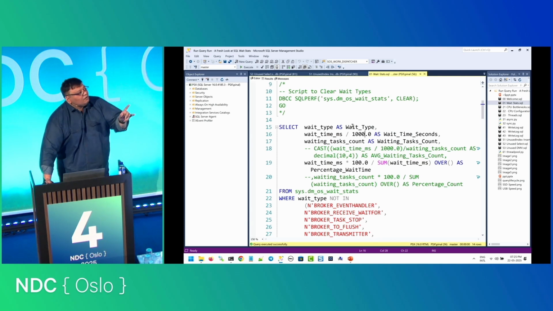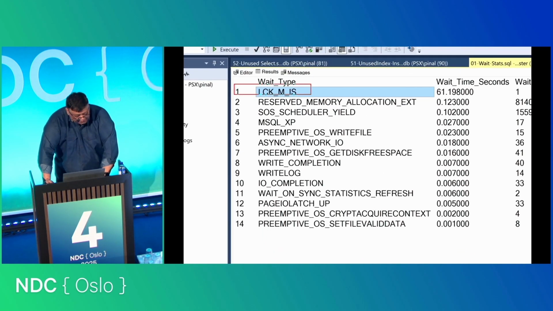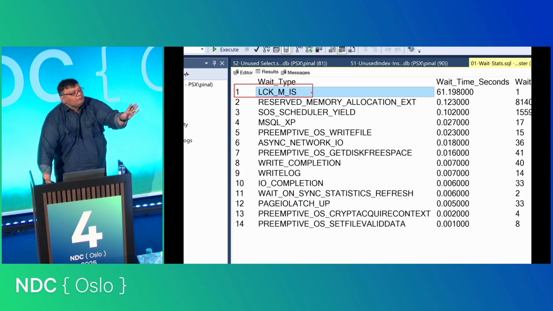Are we clear? If you see this particular wait statistics, this one, LCK_M_IS, that means you are over-indexed, you need to evaluate your indexes. And for that, you need a missing index and unused index script. Where you can find it, I already showed you. If you have not seen it, I'll show you again one more time. Hold on. I have 2 more minutes.